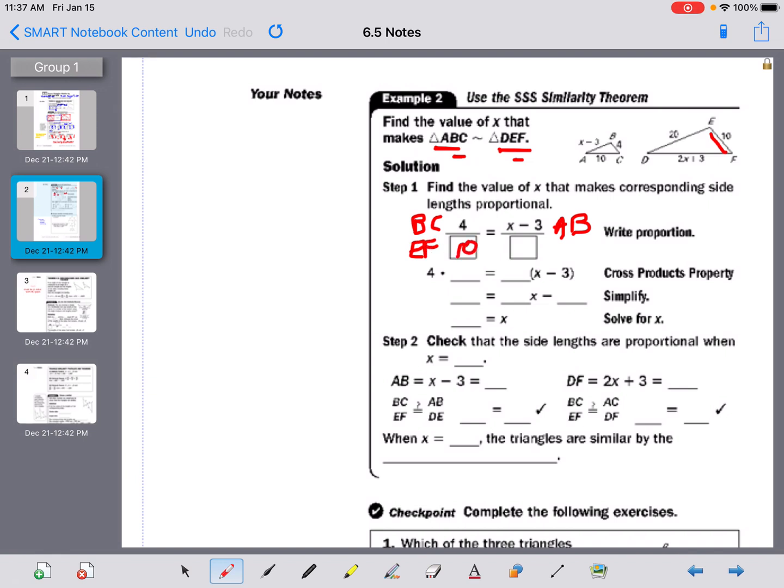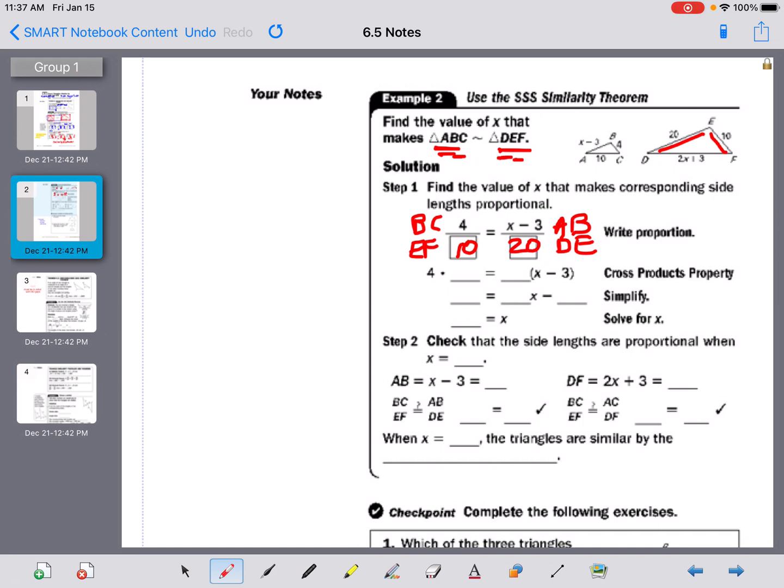Okay, and remember, my names give me this clue. So AB is the first two letters. It needs to go with DE, the first two letters. And DE over here in this picture is 20. So there's my proportion. Notice on the top, I have sides from the left triangle. On the bottom, I have sides from the right triangle. We need to stay organized.